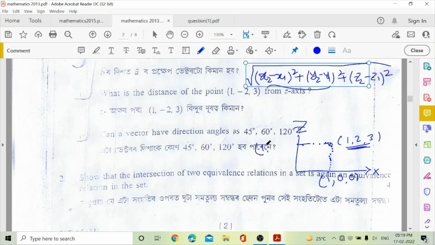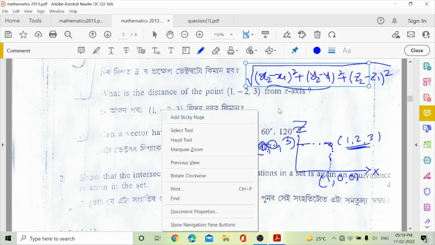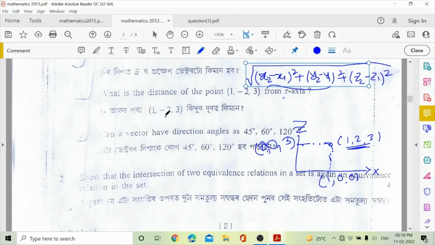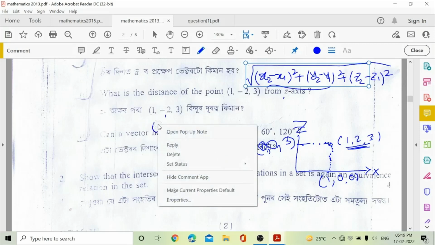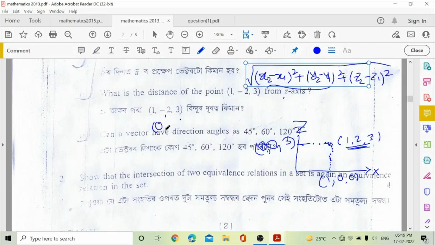On the z-axis, the x and y coordinates will become 0 and only the z coordinate will be there. That means the distance between these two points and the distance between this point and the z-axis will remain the same. So if we consider this point on the z-axis, only the z component will be there, and x and y will become 0. That means we have to find the distance between those two points: x2 minus x1, y2 minus y1, z2 minus z1.